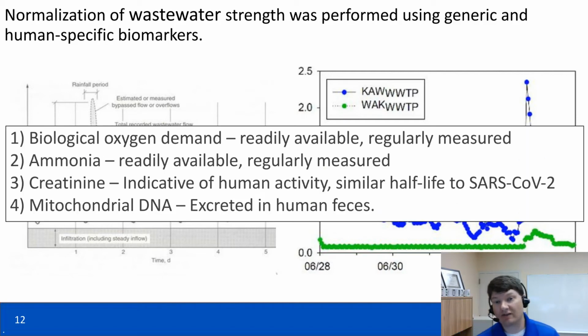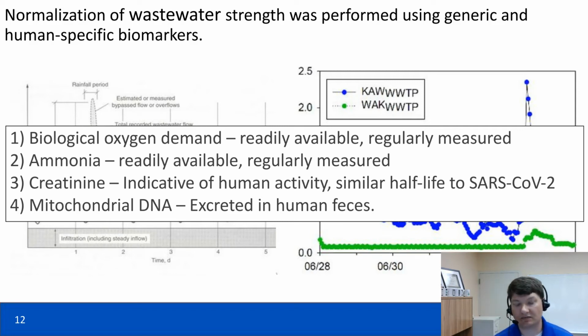So to account for that variation in the wastewater strength, we took 4 measurements: biological oxygen demand. This is a readily available, regularly measured biomarker that we can use to normalize our SARS-CoV-2 concentrations. Ammonium, also readily available, regularly measured in wastewater treatment plants. The next 2 we measured more in the university laboratory.